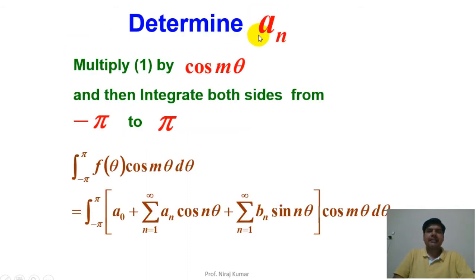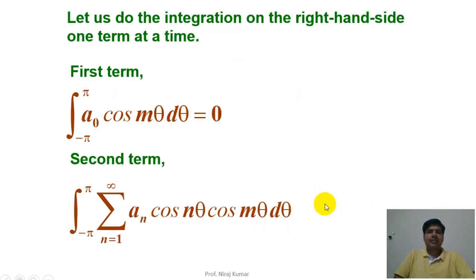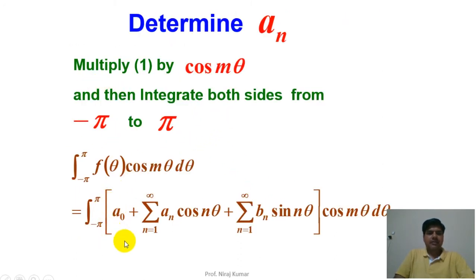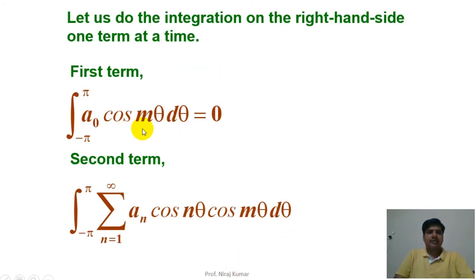Now to determine the an coefficient, we have to multiply by cos m theta on both sides of the integration. So here we have multiplied by cos m theta. So in these two coefficients also cos m theta will be multiplied. Now the first term is a naught into cos m theta d theta, and we know that for any cos function the integration from minus pi to pi will be 0.